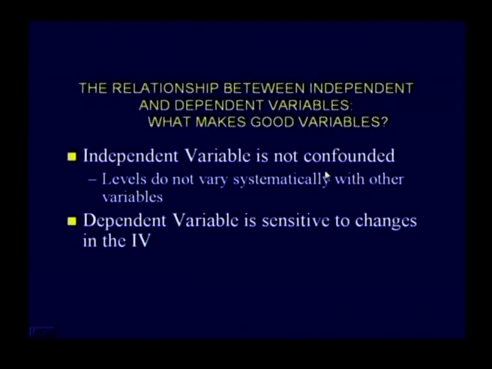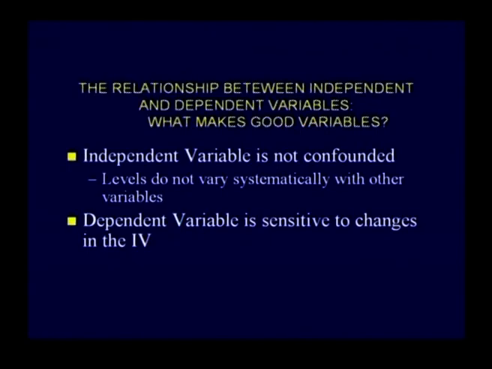Independent variables should not be confounded. What this means is that levels do not vary systematically with other variables. If there is a change in some other variable that is not under study for this research, the level of this independent variable should not change. If it does, that is a confounded variable. And that means you, as a researcher, do not have complete control over the independent variable. And if you do not have complete control on the independent variable, you cannot say anything for sure for the dependent variable.